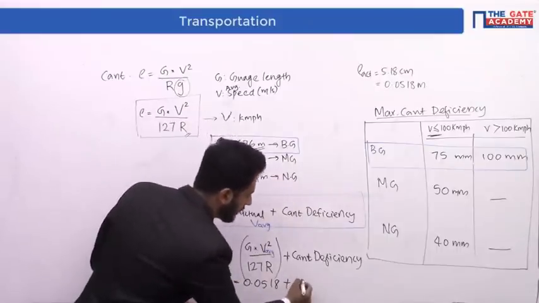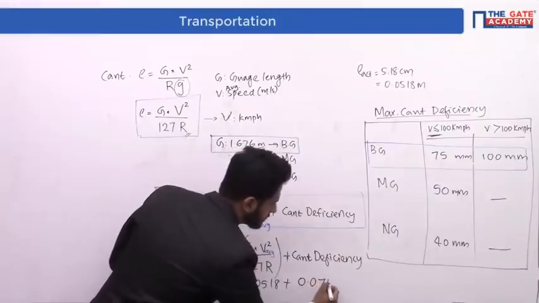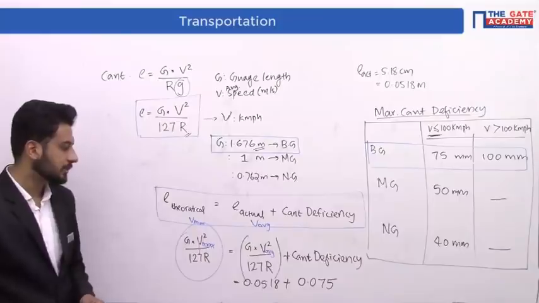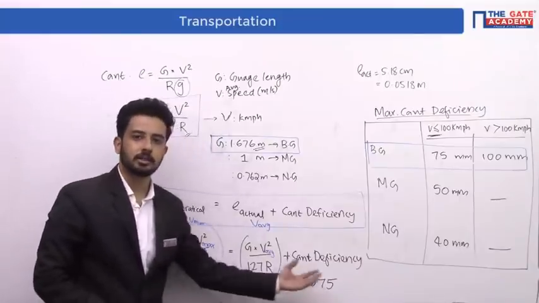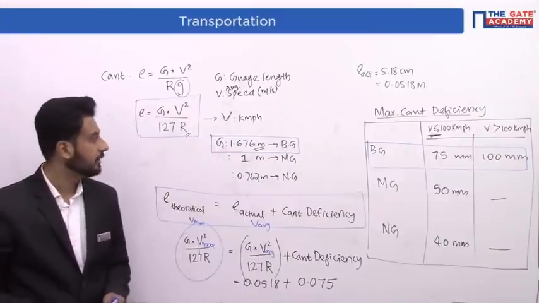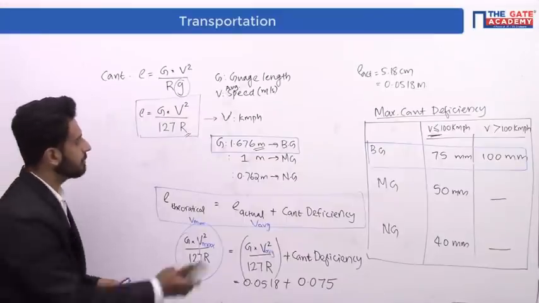So 75 millimeter is 0.075 meter, correct? So I got some value on the right hand side. Now I can equate it to the left hand side. Fine. So I am rubbing this portion.